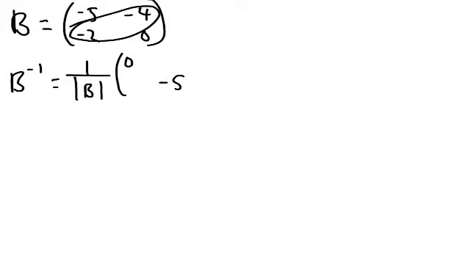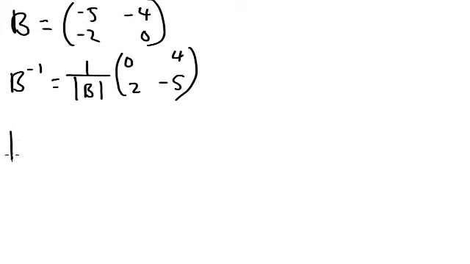Then we are going to negate the elements in the second diagonal. Since the elements in the second diagonal are negative values, negating them will result in positive values. Minus times -4 is +4. Minus times -2 is +2.